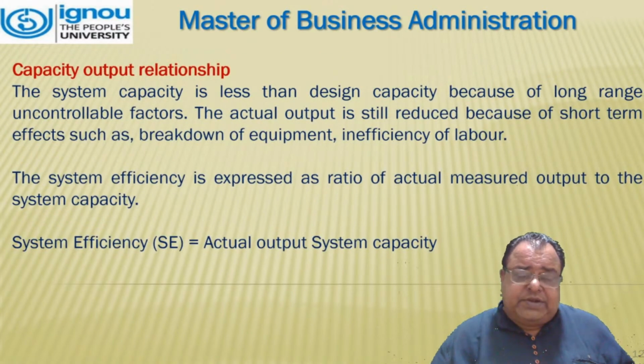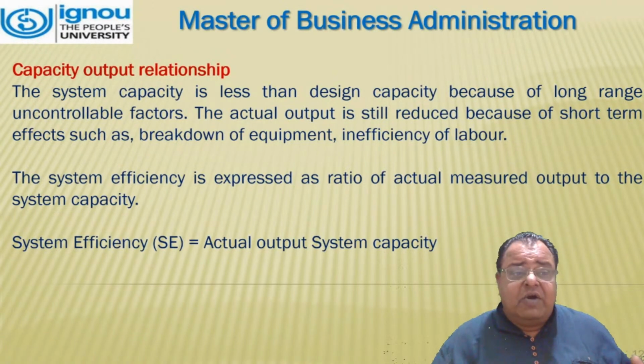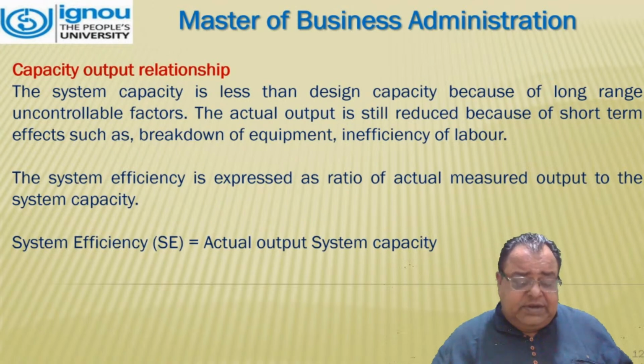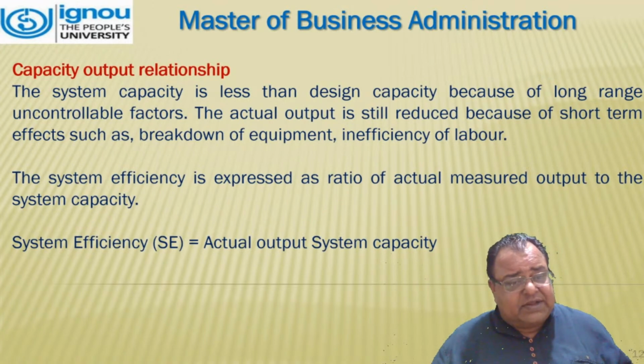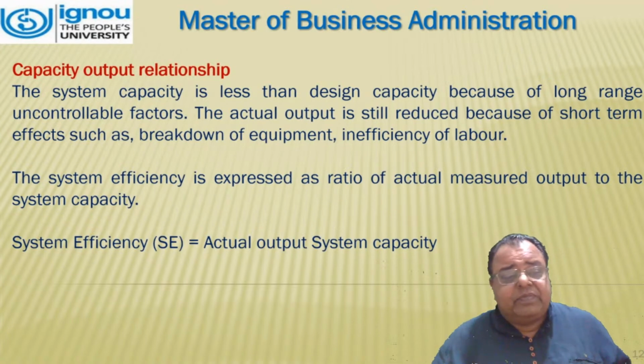Capacity output relationship. The system capacity is less than design capacity because of long range uncontrollable factors. The actual output is still reduced because of short term effects such as breakdown of equipment and inefficiency of labor. The system efficiency is expressed as the ratio of actual measured output to system capacity.